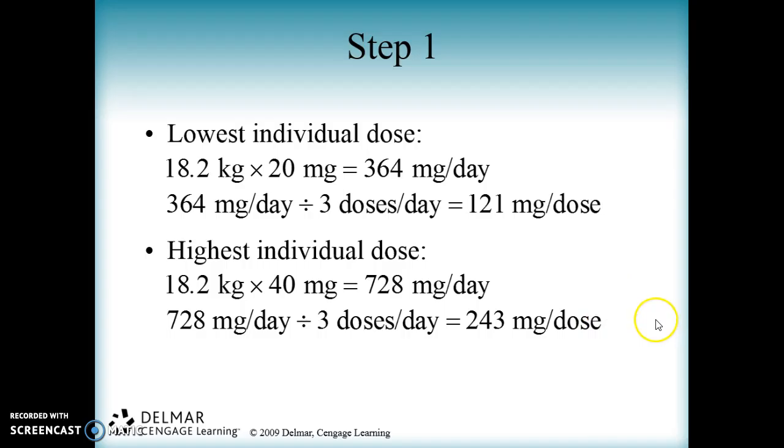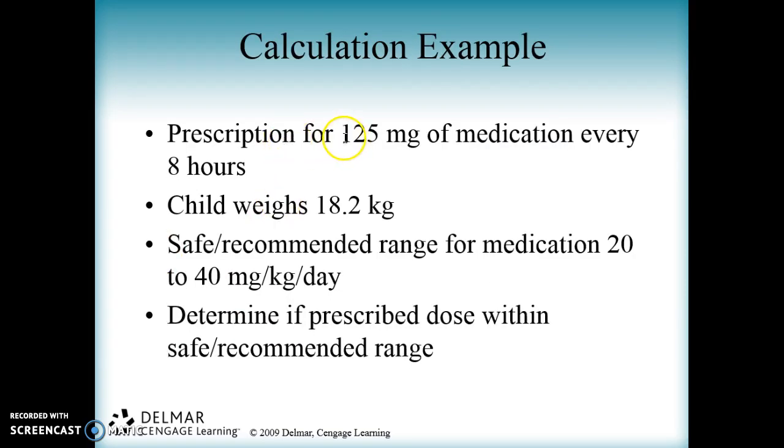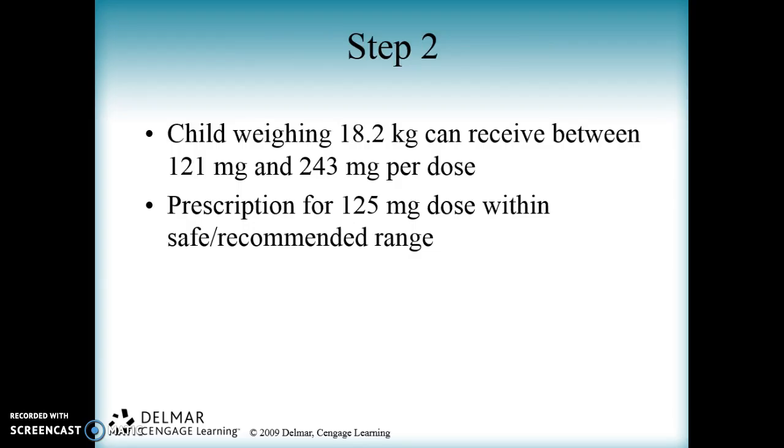So what we're saying is that based on this patient's weight, they could get anywhere from 121 milligrams to 243 milligrams per dose. The doctor ordered 125, so it does fall within that range. So that means that we are good to go. So since the prescription is within that range, we know that we're good with this particular medication. So that's a little bit about calculating based on weight.